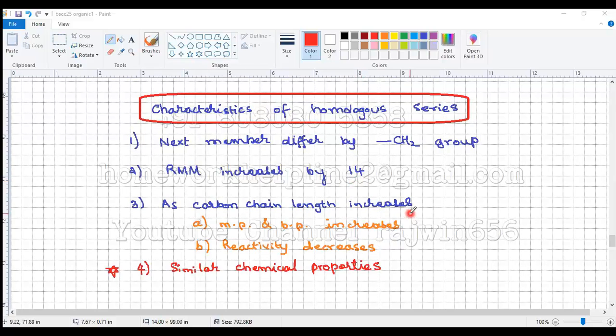Then as the carbon chain length increases, it means more and more carbon atoms are getting added. The melting point and boiling point of the next members will keep on increasing. Generally, as the carbon chain length increases, the reactivity decreases. And because they have the same functional group, their chemical properties will be similar. This point is going to be very, very important. So these were the characteristics of homologous series.